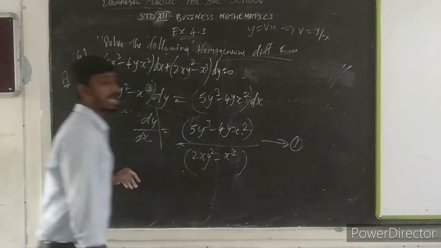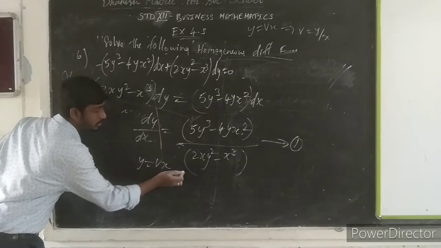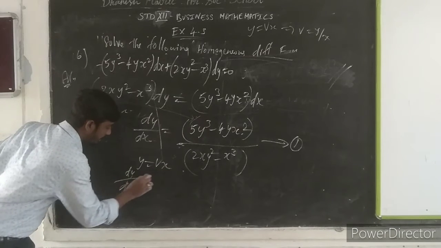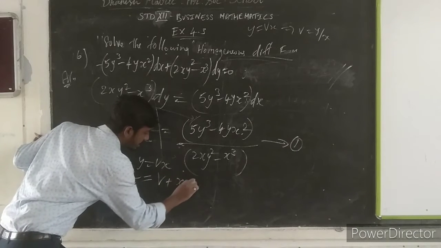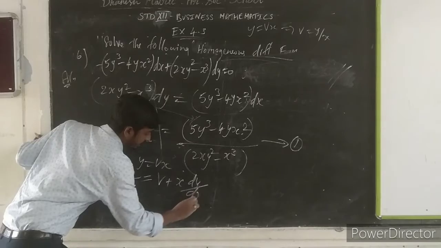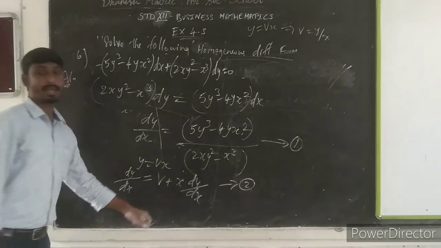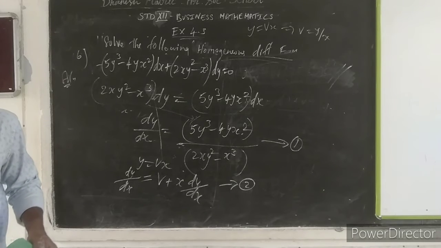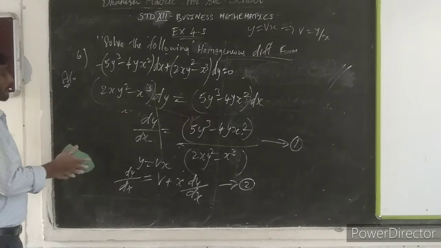Now we are going to find the second equation. For a homogeneous equation, y is equal to vx, so dy divided by dx equal to v plus x dv divided by dx. So this one is the second equation. Now we are going to equate the first and second equations.